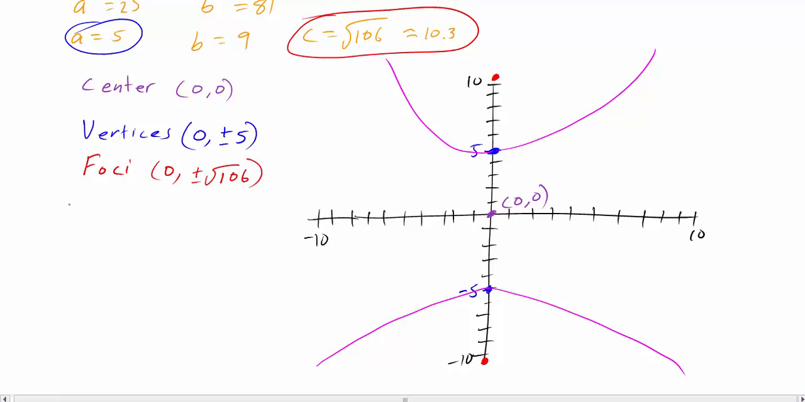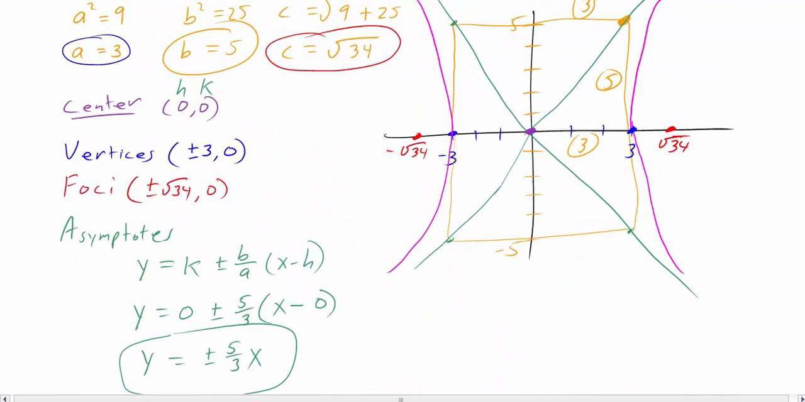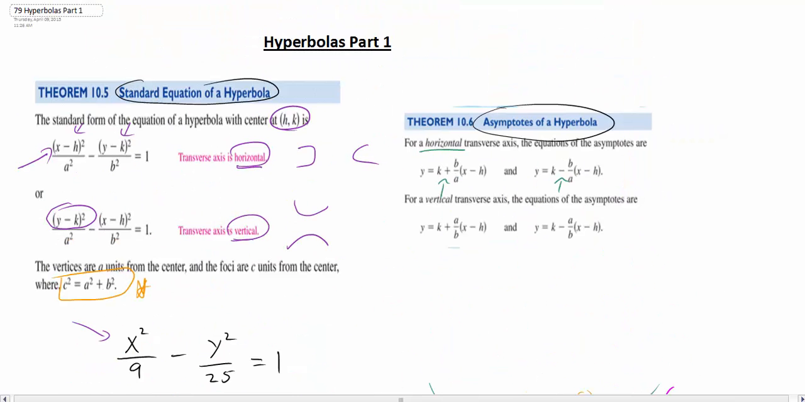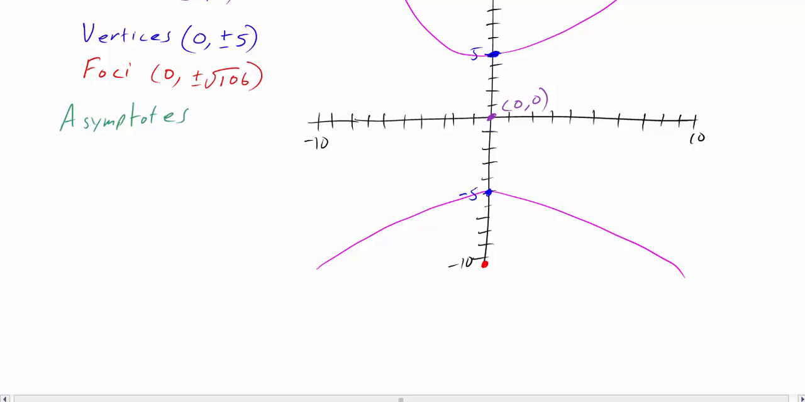And now the only thing we have left to find are the two asymptotes. And we can do that pretty easily by using the formula, because here we know it's vertical. And once again, here we have the equation. If it's going to be vertical, we have k plus a over b, and we have k minus a over b. And I can bring that down here. We would actually have y equals, I'm going to write it as k positive or negative.